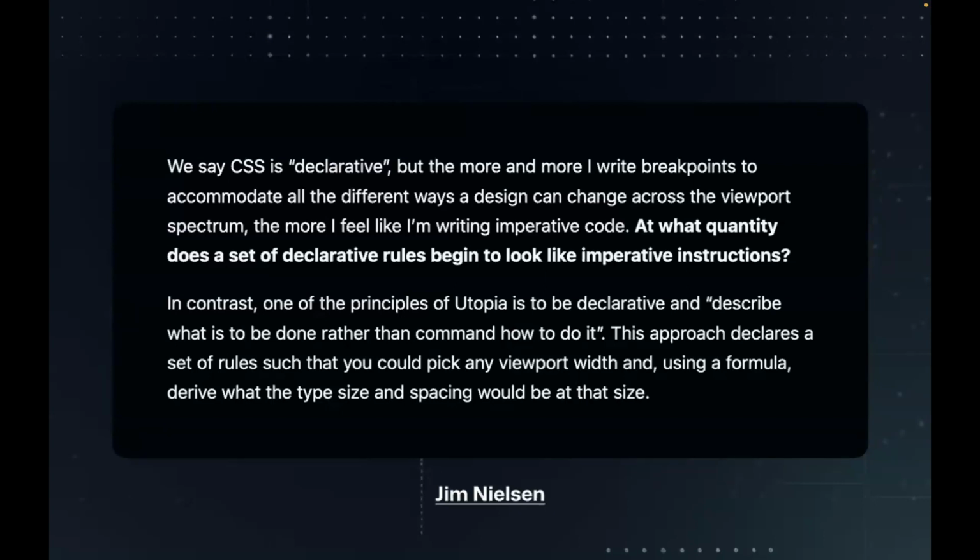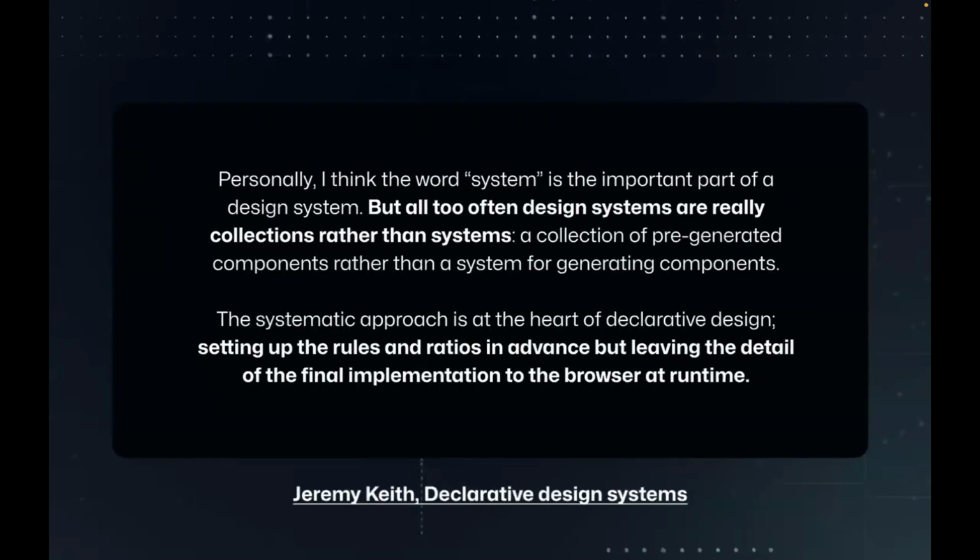And this approach declares a set of rules, such that you could pick any viewport width, and using a formula, derive what the type size and spacing would be at that size. Or Jeremy Keith in his blog post on declarative design systems explains a more systemic approach to design systems that lets you define rules and ratios, but leave the detail of the implementation to the runtime.